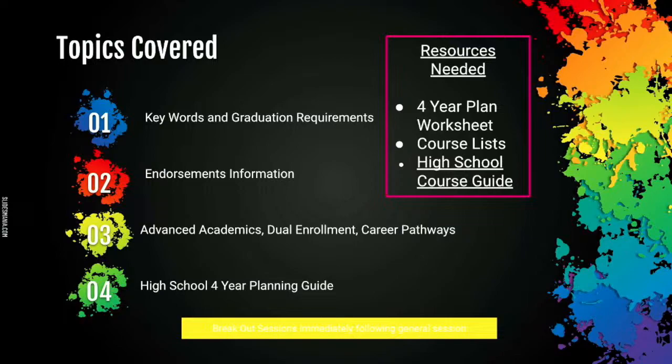There are some resources that you will need. Within this presentation are embedded links. If you see the pink box up there that says resources needed, if you click on it, you'll go to a Google folder that will have this information. You'll have an additional 4-year plan sheet, a course list, where you can see courses available for each grade level, and the link to the high school course guide so that you can get course descriptions of the courses that your student is thinking of taking. Immediately following this, we'll have a quick breakout session just to go through the actual 4-year plan.